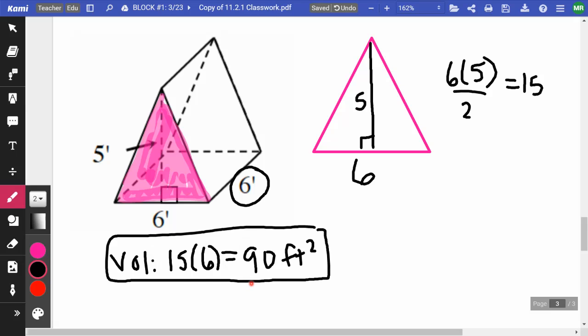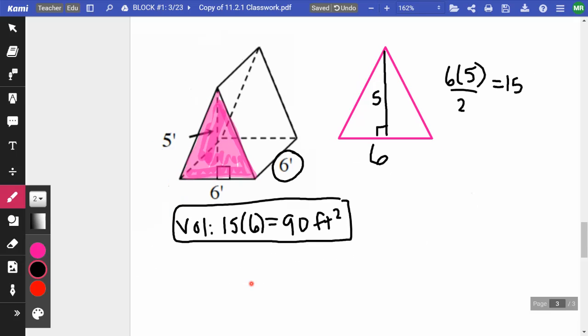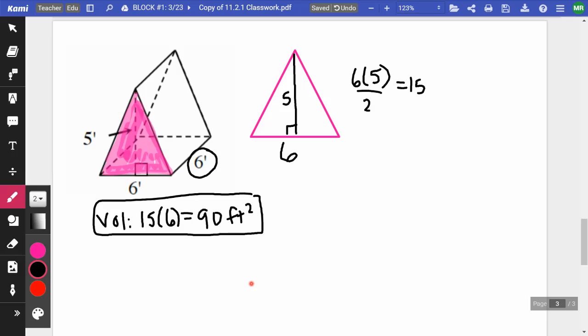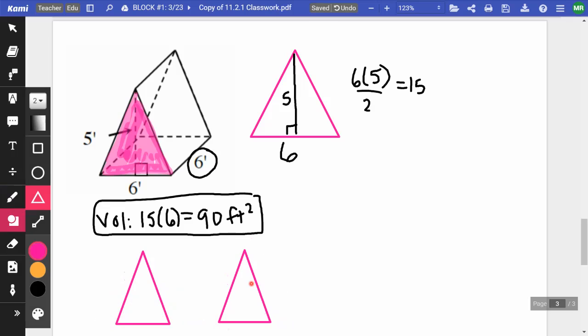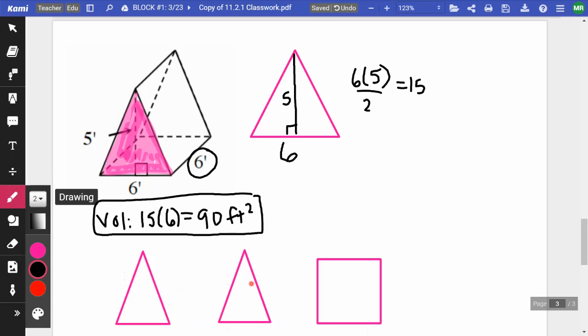Now, when I'm doing my surface area, I actually have 5 figures here, 5 shapes. So when I'm doing this, I have my 2 triangles, which are exactly the same. And then I have a square on the bottom. Okay, the bottom's actually a square. If you want to do a square, you hold shift and it makes it into a square. And then I have the other 2 sides. Let me highlight here.